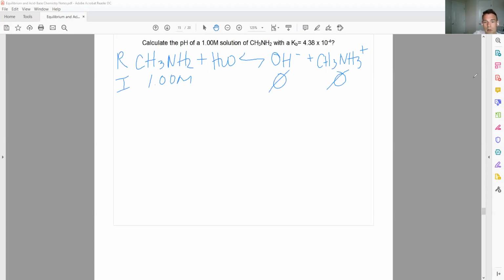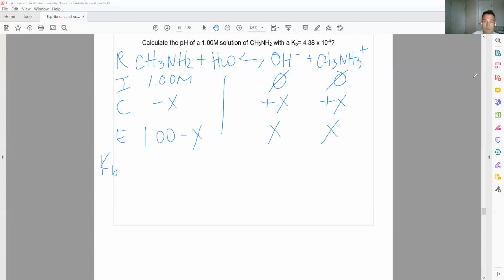Now what I do with the water, I just draw a straight line. I don't care about the water at all. It does not go into any of the calculations for this. For C, again, it's all 1-to-1, so I'm going to be losing the reactant and gaining the products. And then E: 1.00 minus x, x, and x.